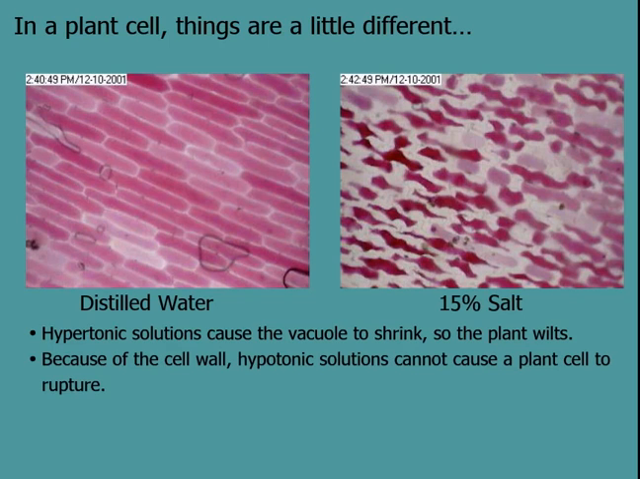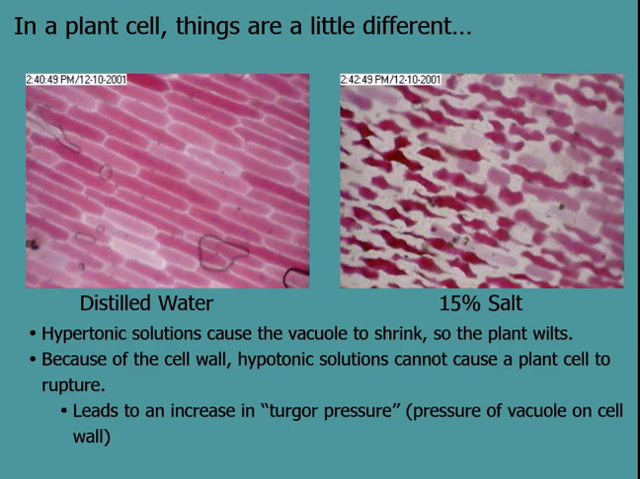Because of the cell wall, hypotonic solutions, the one on the left, the distilled water, cannot cause a plant cell to rupture. This leads to an increase in what they call turgor pressure. That's definitely a vocabulary word on the test. Turgor pressure, which is the pressure of the vacuole on the cell wall. And that's actually healthy for a plant. So the more pressure that the plant cells are under, the better able the plant is to stand upright. So putting a plant in salt water is absolutely detrimental to the plant, at least to a freshwater plant.